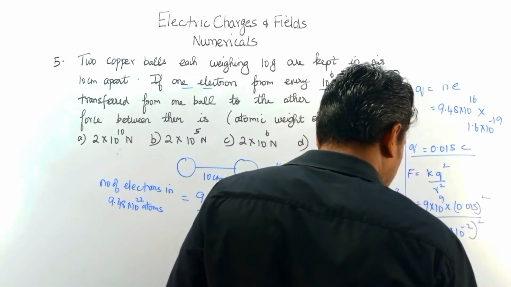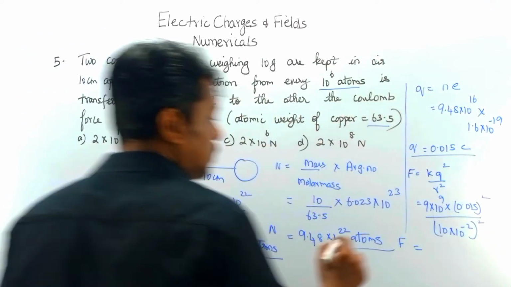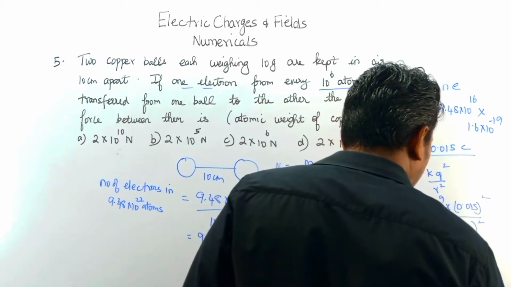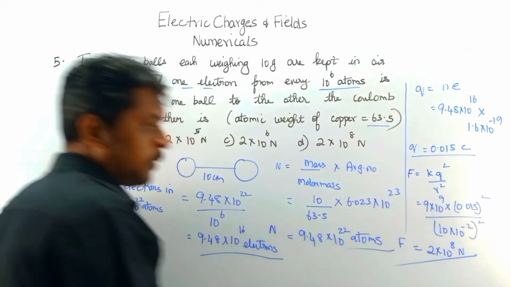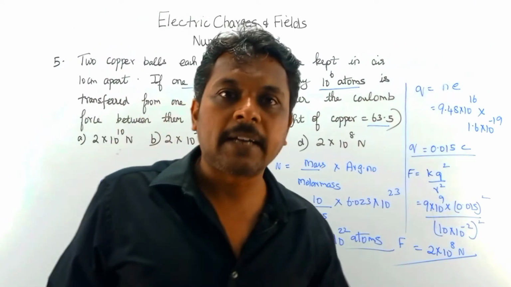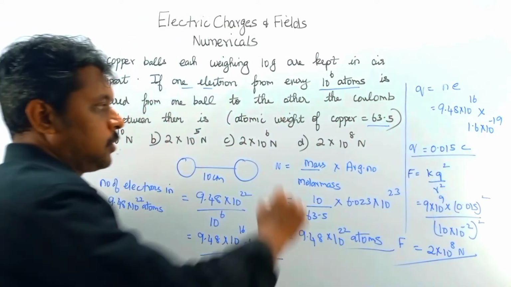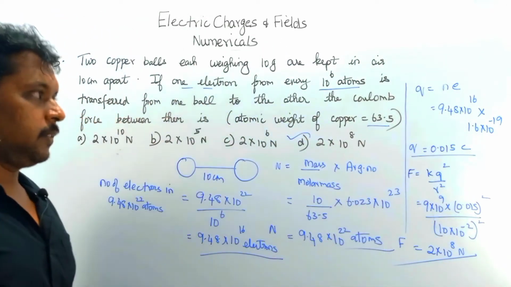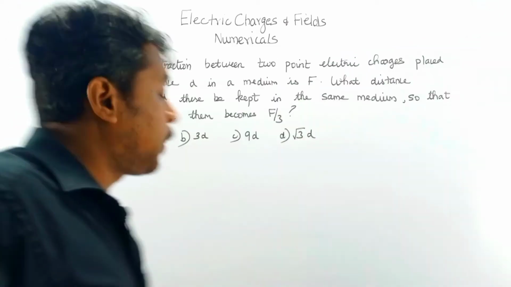So when you do this calculation, you'll be getting the force as 2 into 10 power 8 Newton. So this is the Coulomb force acting between these two copper balls. So option D is the right answer. Okay, the sixth problem.